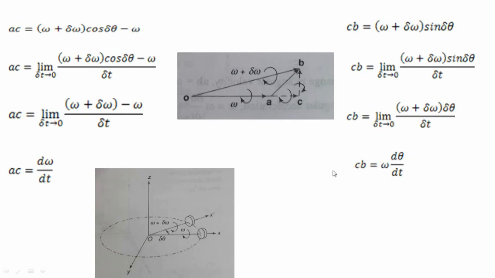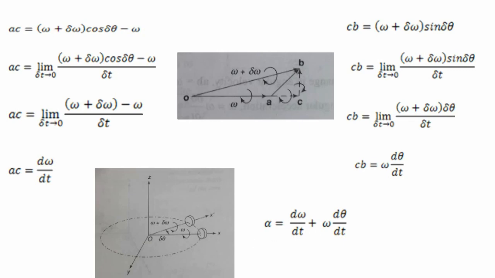So the total angular acceleration will be the addition of these two vectors: alpha is equal to d omega by dt plus omega d theta by dt. This is the angular acceleration when the disk is rotated from here to here, meaning the spin axis is rotated from here to here. So that is your final angular acceleration, and this can be asked in examinations.